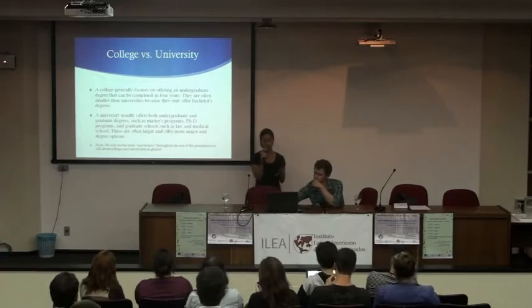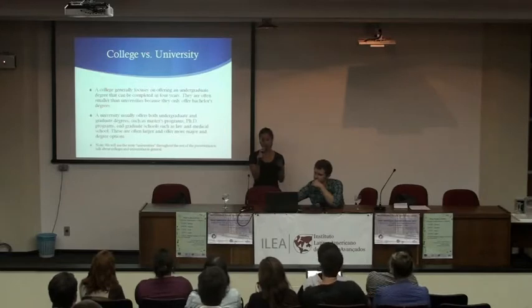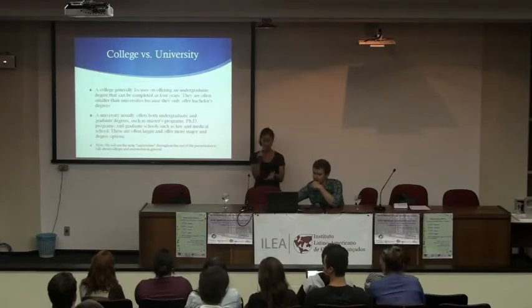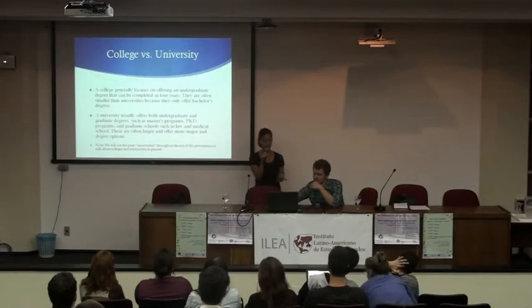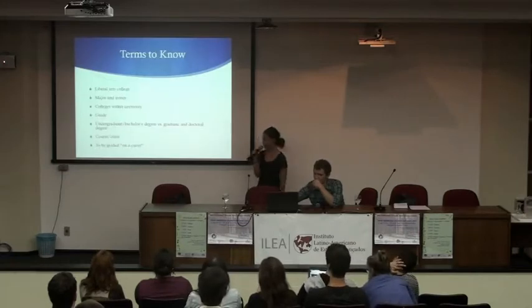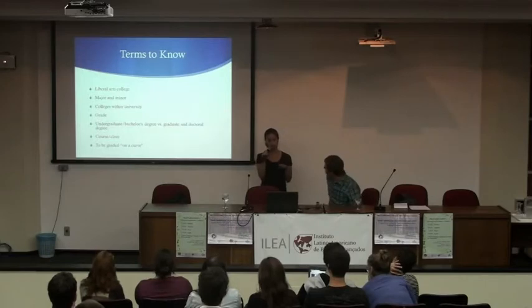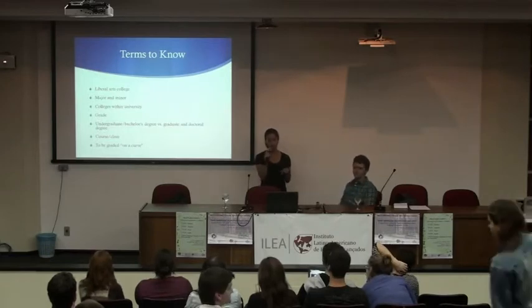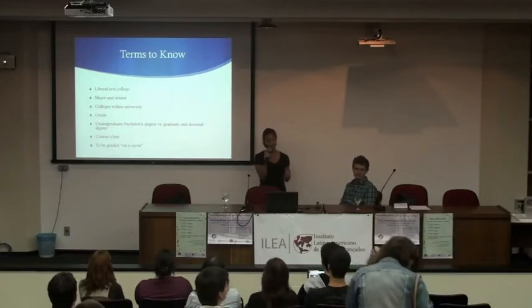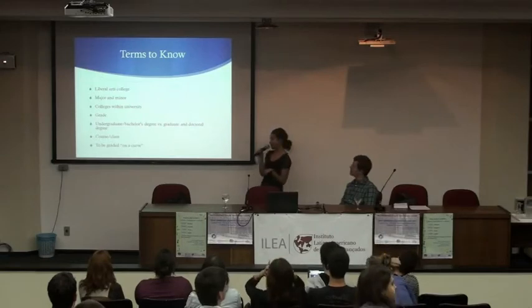It's also a little bit confusing because within a university there are colleges, and these refer to the different schools that focus on one subject or another. So a university is composed of different colleges, where a college is just one institution where you can get your bachelor's degree. A side note about this, for the rest of the presentation, I'll be using the term university to refer to both colleges and universities. So, all right, other terms to know.